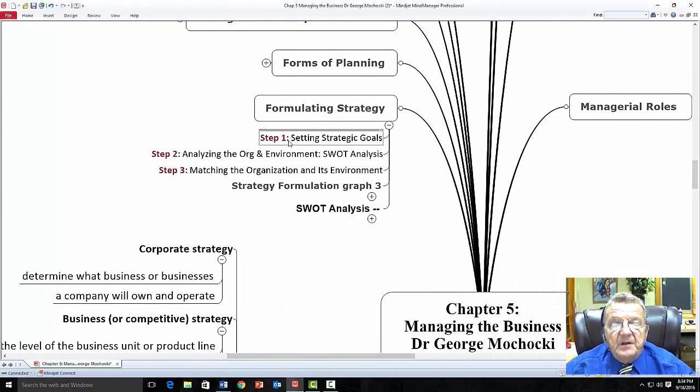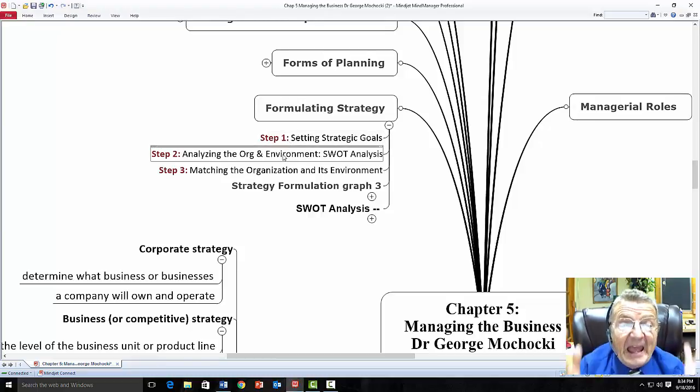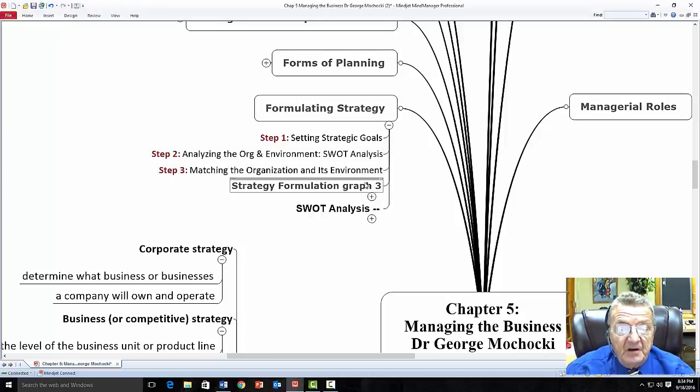Okay, first step, setting strategic goals. Got to know what the goals are. What do you want to achieve? Second, analyzing the organization. What are my strengths, my weaknesses, and looking at the environment. That's the strengths and weaknesses of my organization. What are the opportunities, or what threats are out there that I should be preparing for? Okay, and then matching the organization and its environment.